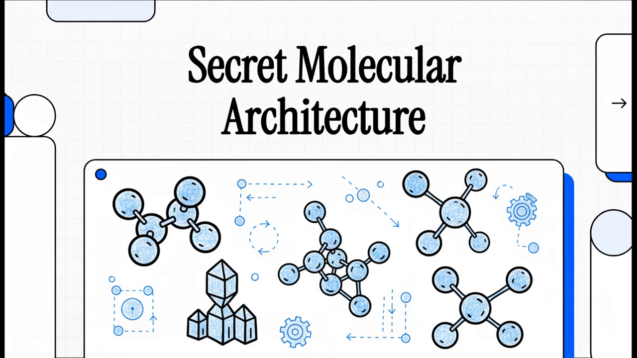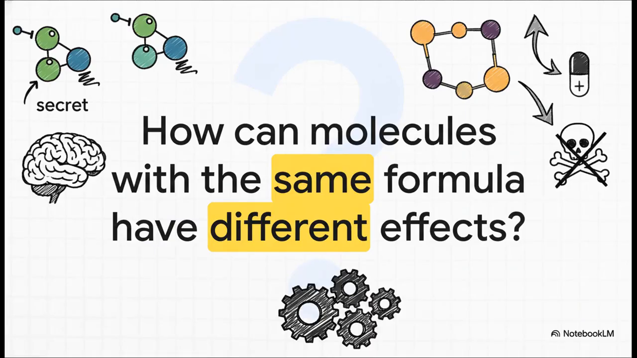Have you ever stopped to think about molecules not just as a bunch of letters and numbers on a page, but as tiny, intricate pieces of architecture? Seriously, each one has a specific 3D shape, a blueprint that totally defines what it does. And this architecture, well, it holds a pretty fascinating secret, a puzzle that's really at the heart of chemistry. So let's dive in. And it all starts with this question.